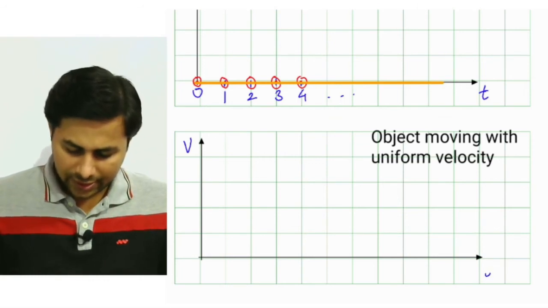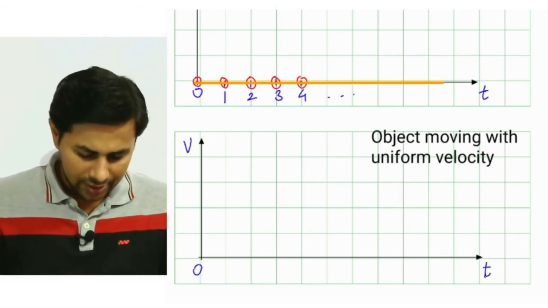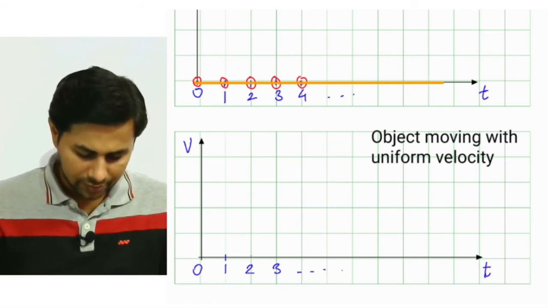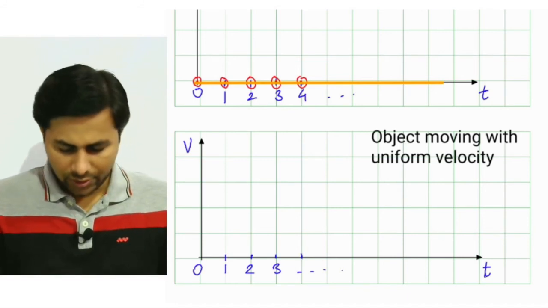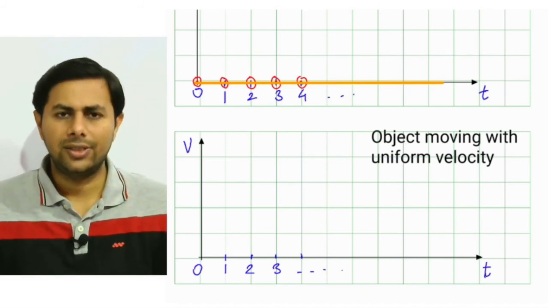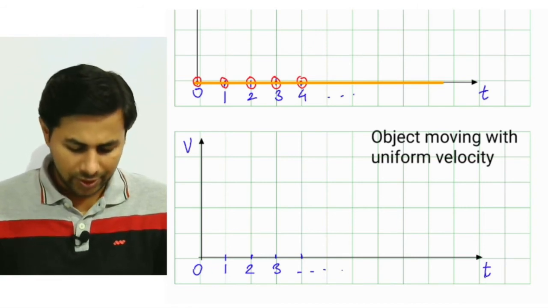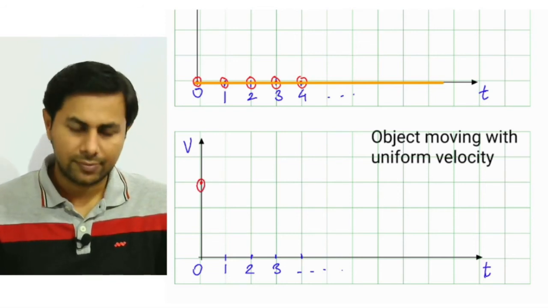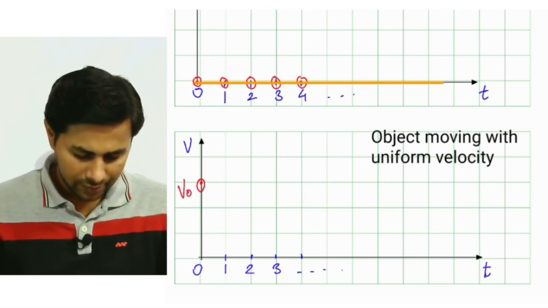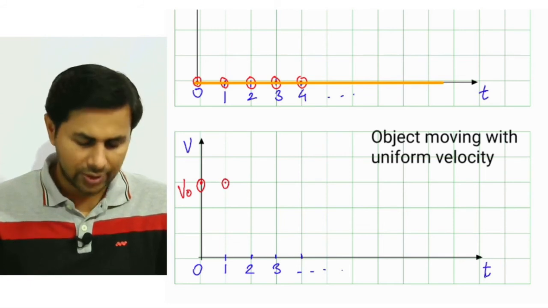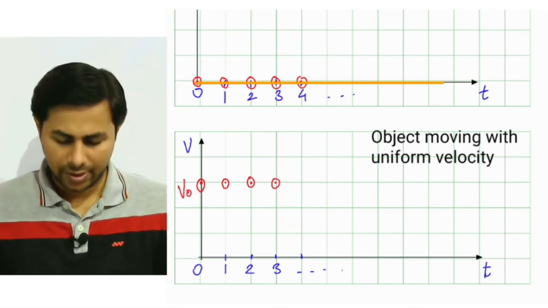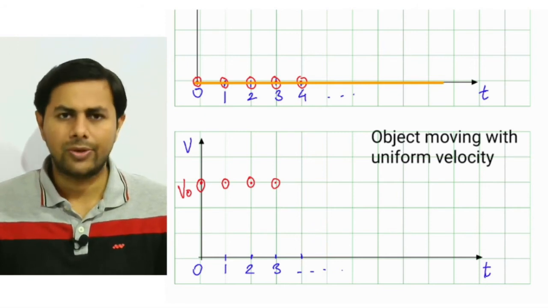So velocity on vertical axis, time on horizontal axis, t equals to 0, 1, 2, 3, and so on and so forth. So now velocity of this object is constant. At t equals to 0, let's suppose the object has this much velocity, let's call it v naught. At t equals to 1, the velocity remains same. T equals to 2, velocity remains same. T equals to 3, the velocity remains same. And therefore, we get these points.